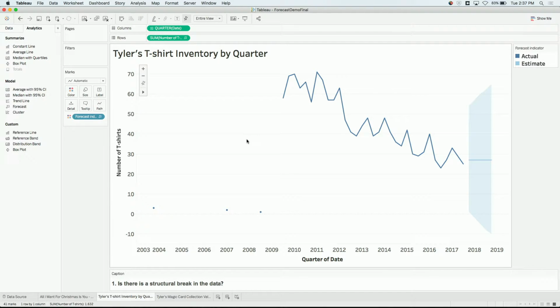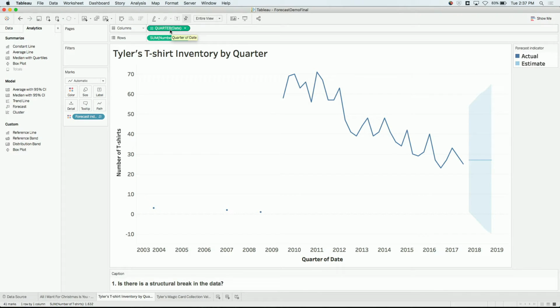So exponential smoothing, remember, assumes that the recent past is more predictive of the future than the distant past. So if you notice a structural break in your data, you can choose to filter the points out preceding the break to see if that gets you a better forecast. Now, I cannot filter on a measure when forecasting is active. That's just a quirk of Tableau, but I can filter on a date.